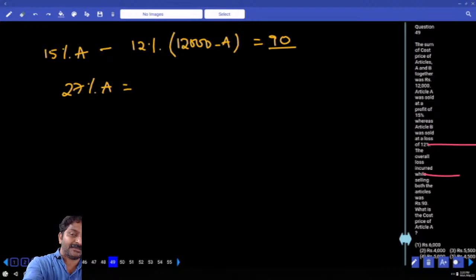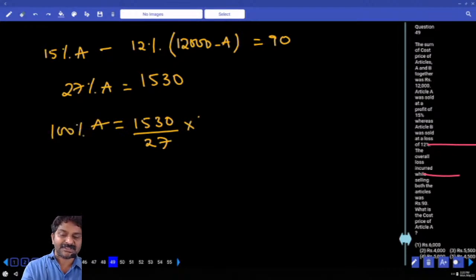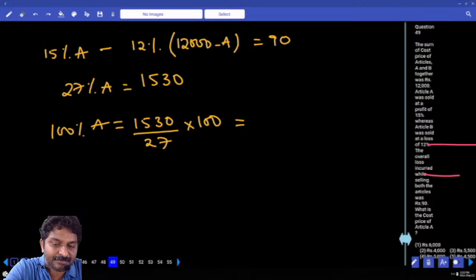1440 plus 90. 1530. From this 1% value is equal to 1530 divided by 27. A or 100% of A, which is into 100. That is equal to how much? That's what we need to calculate. 27, right? Got it?